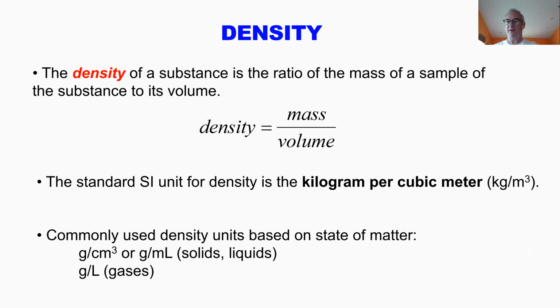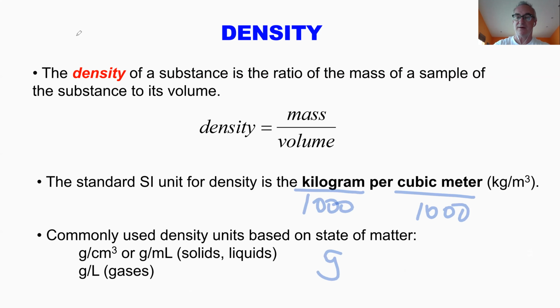Density, I don't have to tell you about density. You guys have been doing this for the last week. The standard unit is kilogram per cubic meter, which really is grams per mil, which is the same number, because you divide each by 1,000. So 1,000 kilograms divided by 1,000 gives you grams, and a cubic meter divided by 1,000 basically gives you liters.